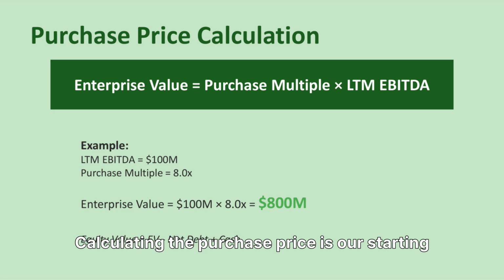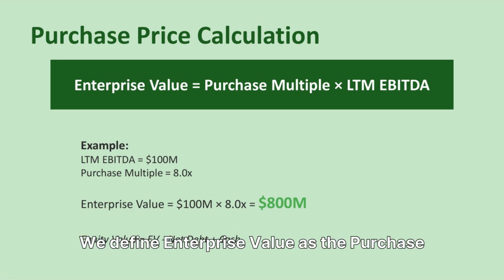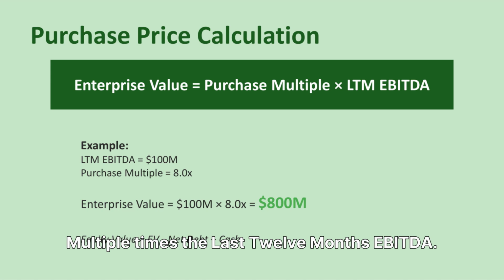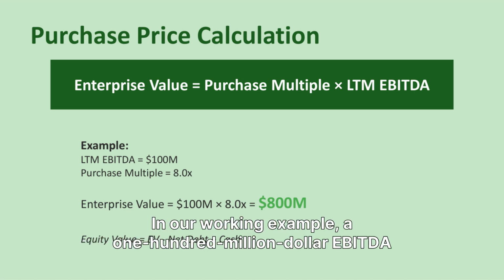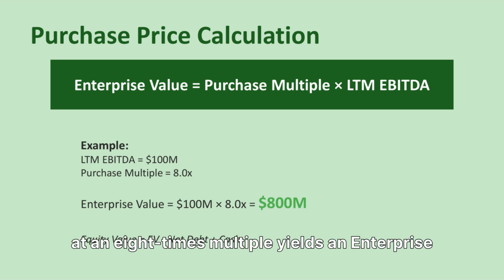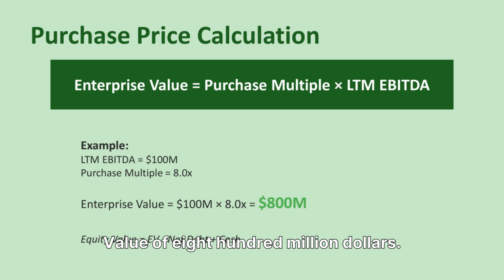Over-leveraging can destroy a good business, while under-leveraging can result in mediocre returns for your investors. Calculating the purchase price is our starting point. We define enterprise value as the purchase multiple times the last 12 months EBITDA. In our working example, a $100 million EBITDA at an 8 times multiple yields an enterprise value of $800 million. From this, we subtract net debt and add cash to arrive at the equity value.